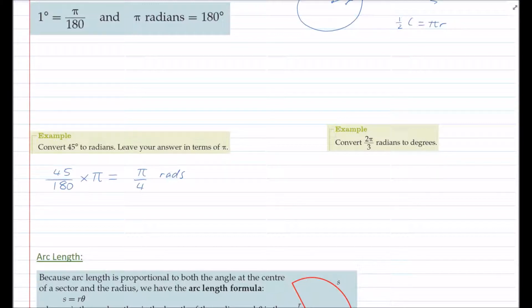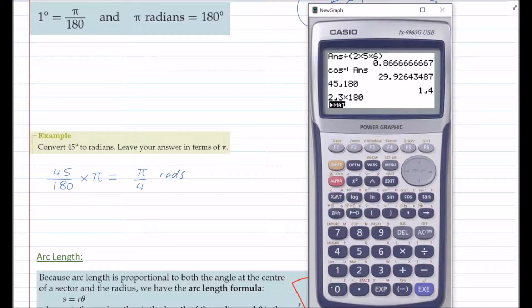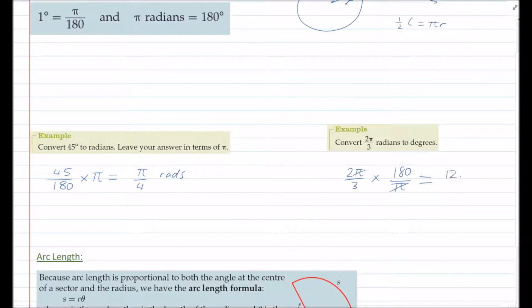Okay, working the other way, if we're converting 2 pi over 3 radians to degrees, we can simply times it by 180 over pi. So the pi's cancel out and it's just 2/3 of 180. So 2 over 3 times 180 gives us 120. So 120 degrees is equivalent to 2 pi over 3.